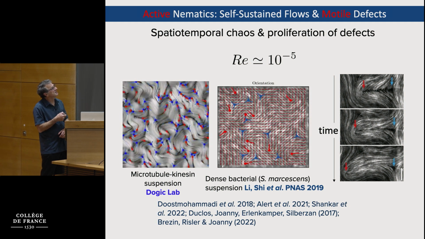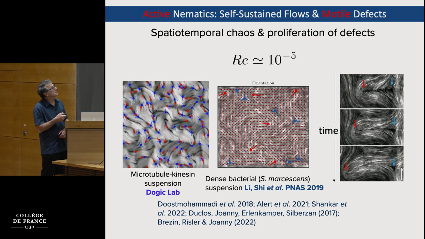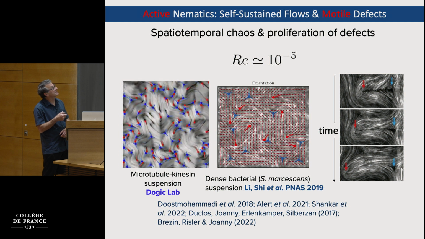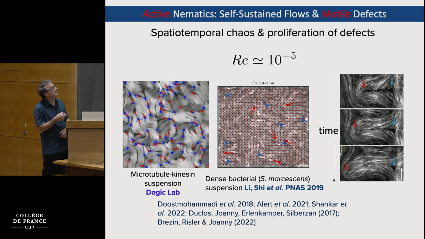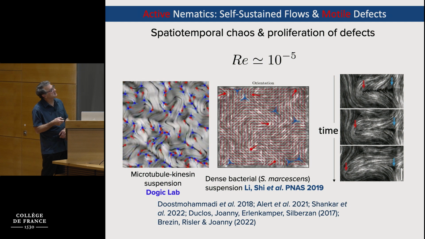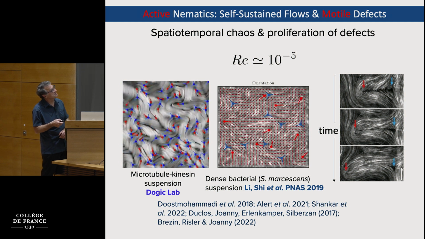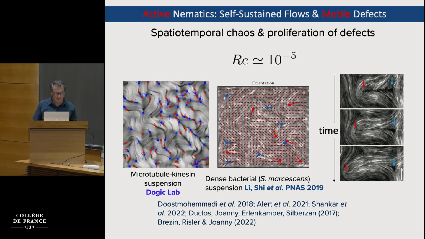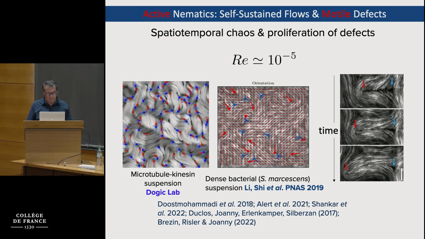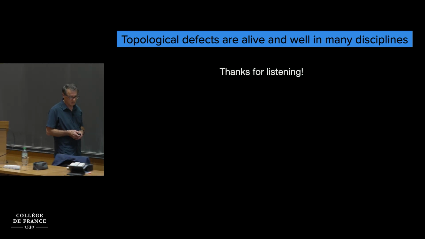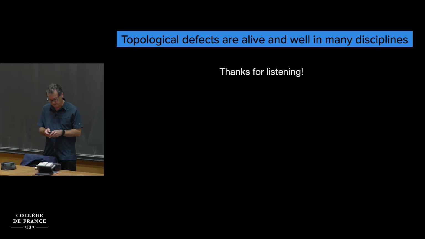Defect gas, like the two-dimensional superfluid phase transition, Kosterlitz-Thouless phase transition, the high temperature phase gas of vortices. Here's a gas of nematic defects. And here's structure, here's pairs being created and separating. So I will conclude and say topological defects are alive and well in many systems, and thank you for listening.